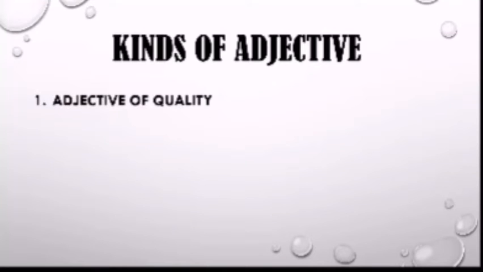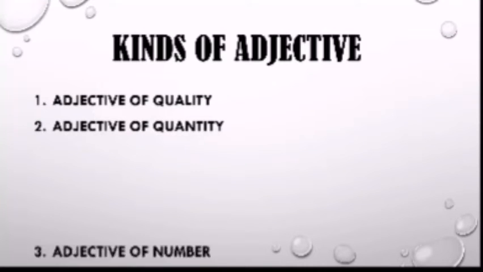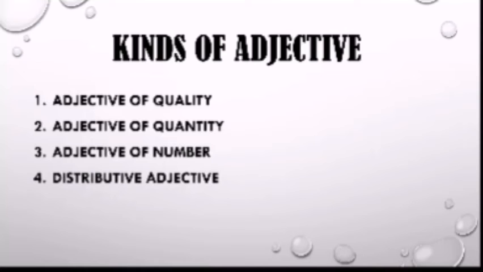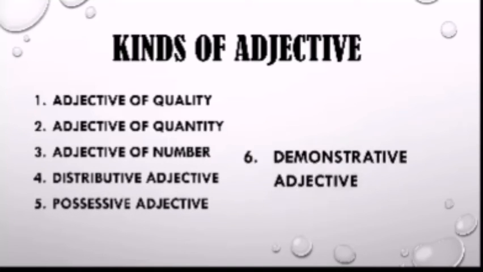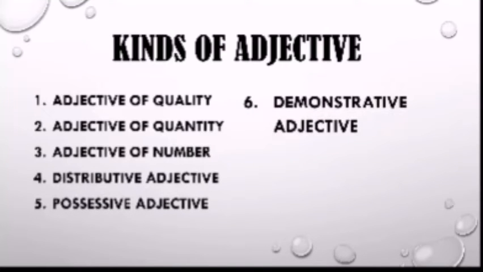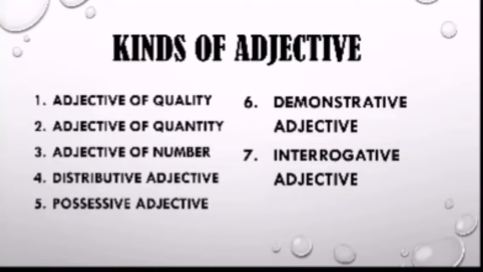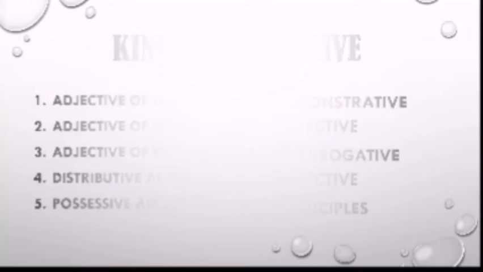Kinds of adjectives: adjective of quality, adjective of quantity, adjective of number, distributive adjective, possessive adjective, demonstrative adjective, then interrogative adjective and participles. All these kinds of adjectives have this in common: they describe a noun and they are used before the noun, means the noun which they qualify follows them. Let's learn about them one by one.